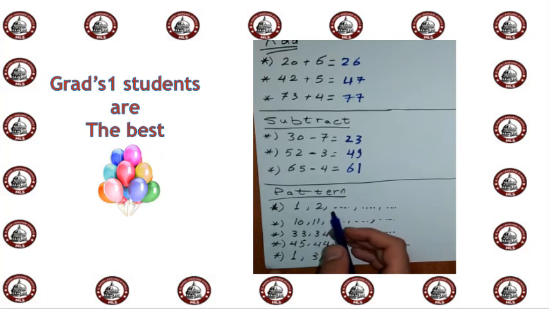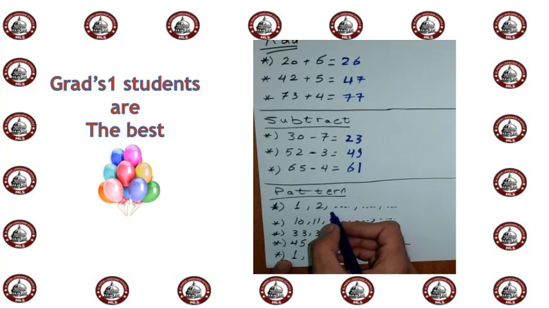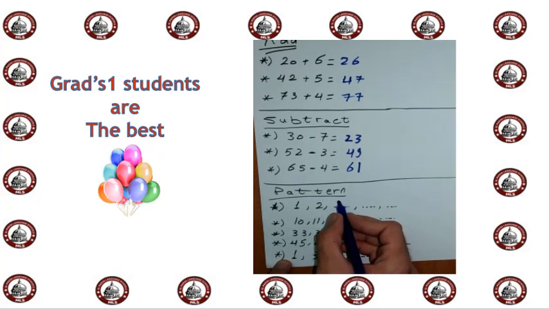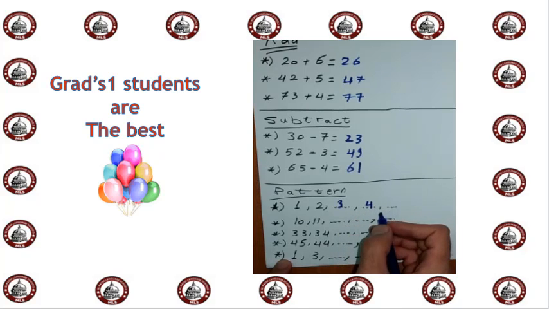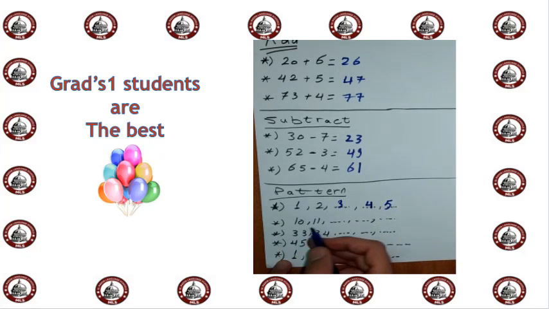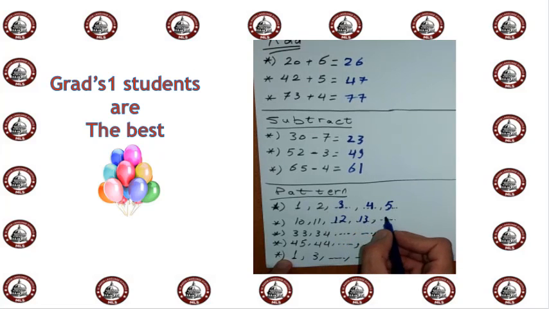Better. The first example, 1, 2. What do I notice? He goes from 1 to 2, going up 1 step. Then he goes 1 step from 2 to 3, and from 3 to 4, 1 step, and from 4 to 5. Another example, 10, 11. He goes from 10 to 11, 1 step. Then from 11 to 12, 1 step, from 12 to 13, 1 step, from 13 to 14.